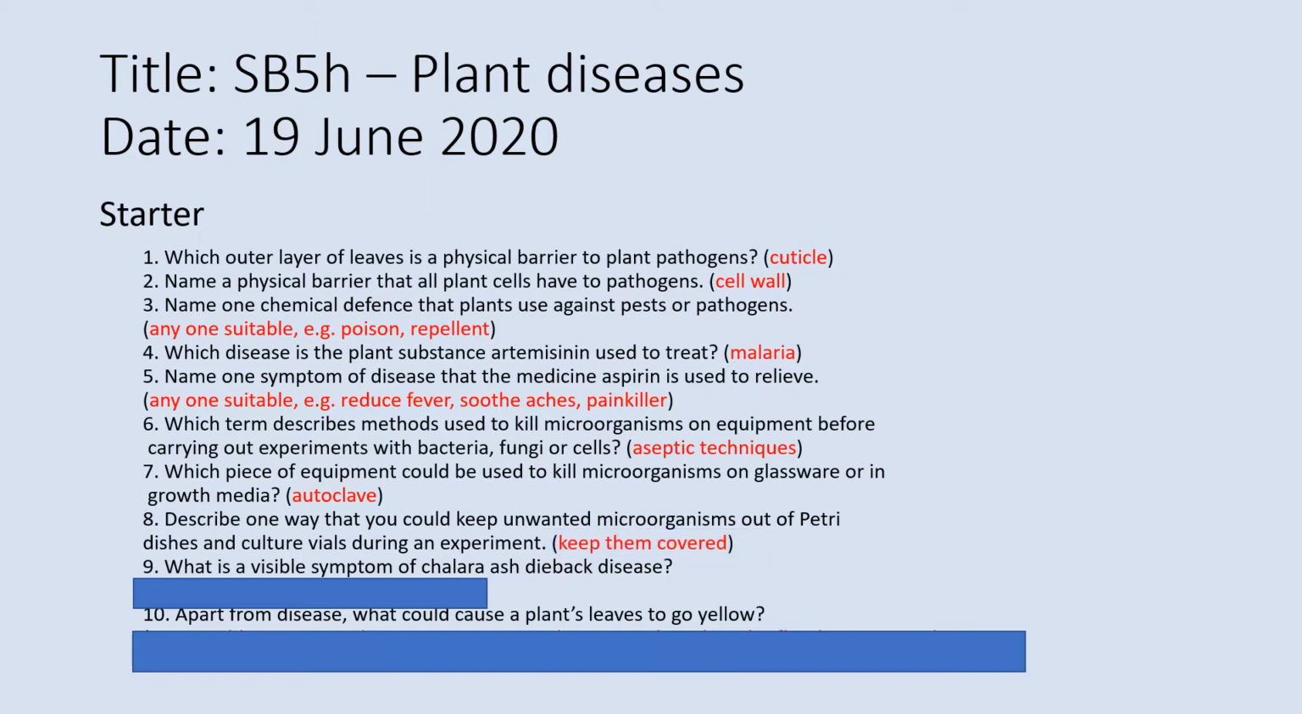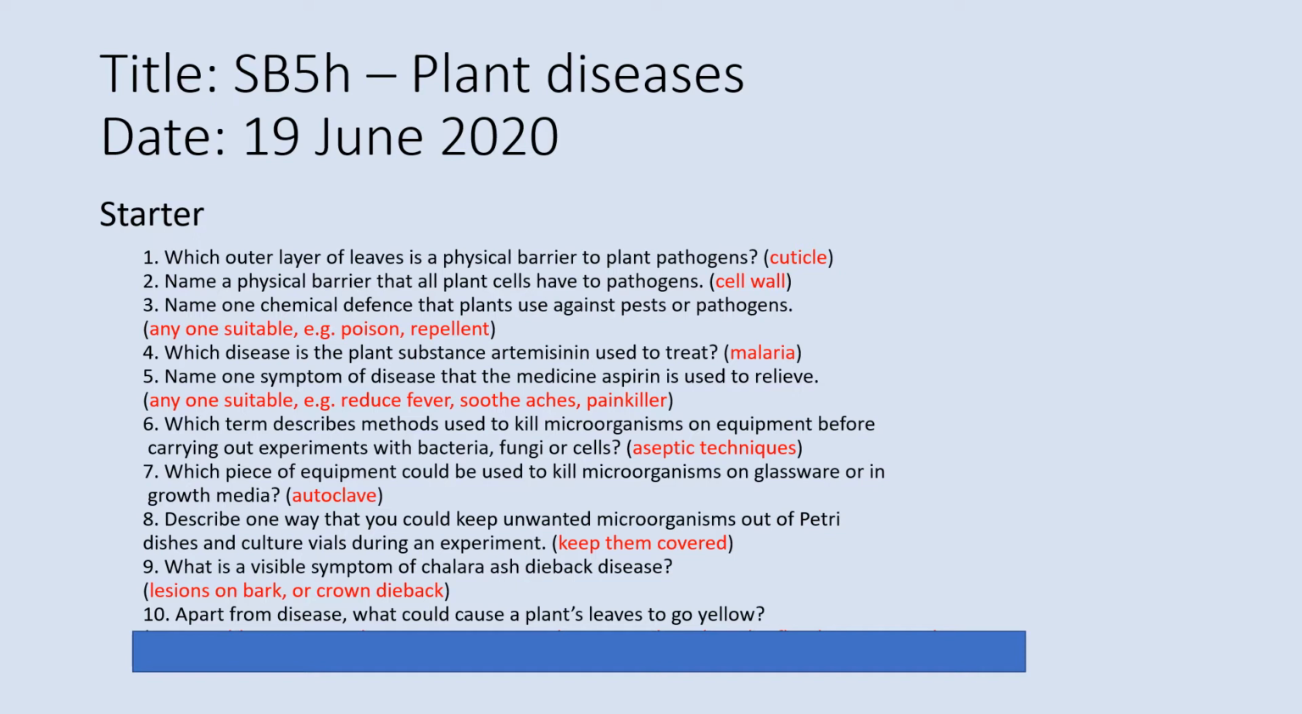What is a physical symptom of ash dieback disease? So lesions, remember those cracks or damaged areas on the bark, but also dieback on the crown, so at the top of the tree.